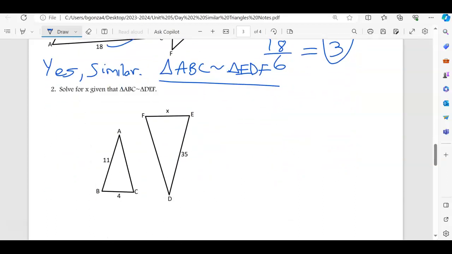So the first letter is A to D. Now that makes sense no matter what. So the next letter, B, goes with E. So if it was flipped, B would still be on this side, right? But B goes to E, which is way over here. So this has actually been rotated. Okay? This is a rotation. Okay, so let's solve this. What does 11 connect to? What does it correspond to? 35. And what does 4 correspond to?